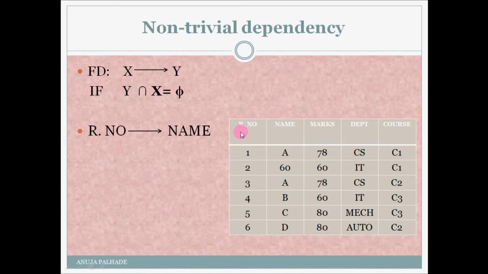So non-trivial dependencies are like roll number determines name, name determines marks, marks determines department, department determines course. See, if the two attributes are like marriage date and birth date, and we take the intersection of the two, it may be possible that the marriage date of one and the birth date of another would be matching. But here you can see roll number and name don't belong to each other, so their intersection is always phi. So these are the non-trivial functional dependencies.